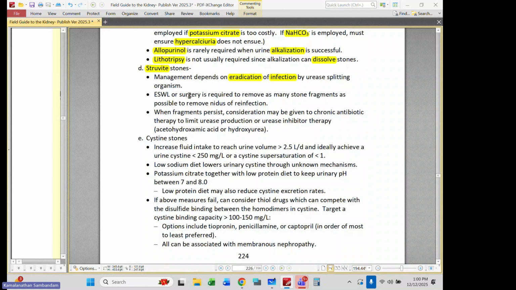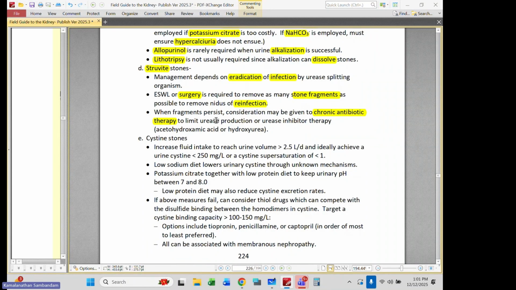And often I need to do the percutaneous nephrolithotomy in order to get all the stone fragments out, to reduce the likelihood of reinfection. Okay. When there are those persistent fragments that can't be removed for some reason, you can consider things like chronic antibiotic therapy. That does breed resistance, though.